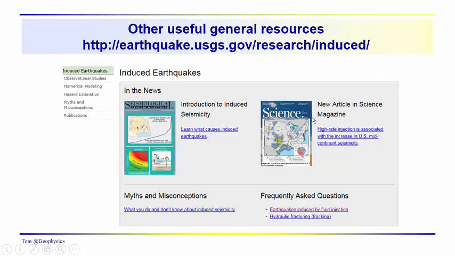The USGS also has some additional publications that you may want to check out that are associated with induced seismicity and the high rate of injection that we talked about in the central U.S. and the Oklahoma area.